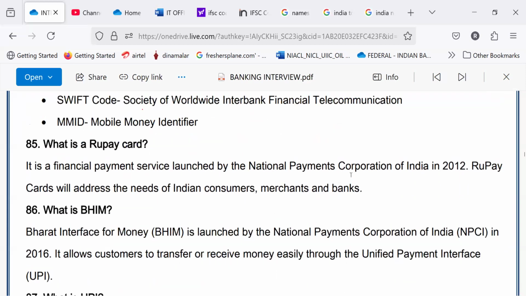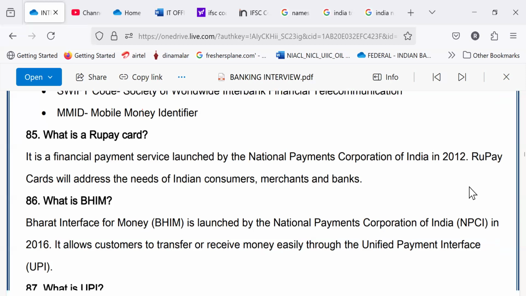What is a RuPay card? It is a financial payment service launched by the National Payments Corporation of India in 2012. RuPay card will address the needs of Indian consumers, merchants, and banks. What is BHIM? Bharat Interface for Money is launched by NPCI in 2016. It allows customers to transfer or receive money easily through the UPI.